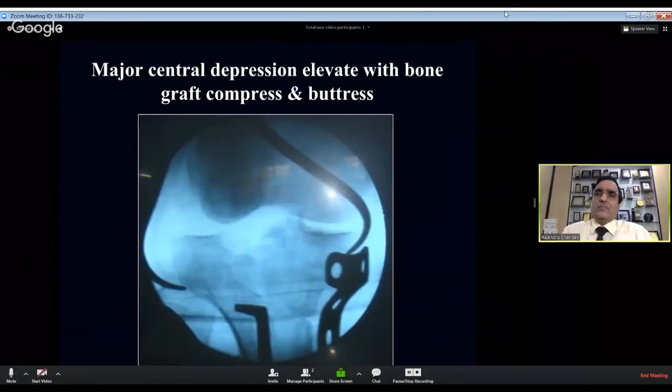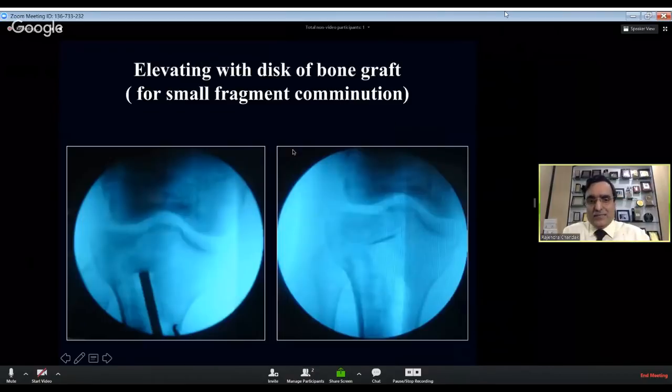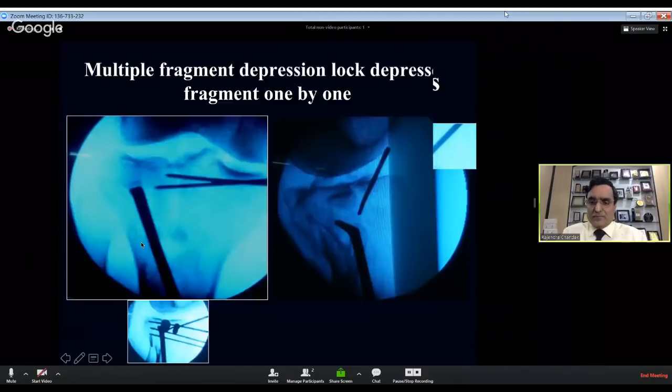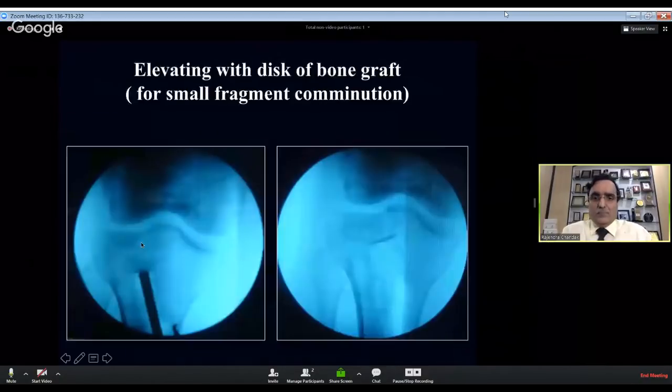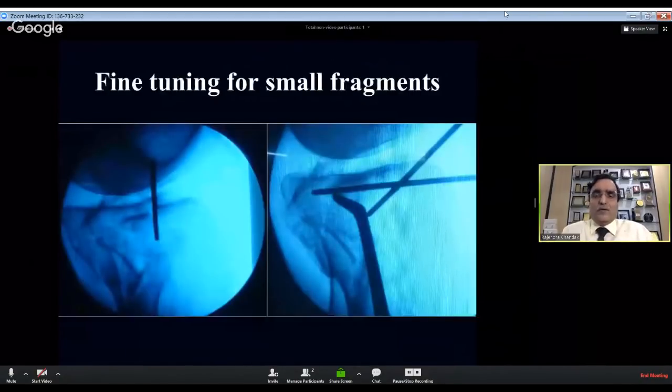For a major central depression, at times, if there are multiple small pointed fragments, then you can elevate with a bone graft below that. We'll see in the image. So this is what I am doing with the graft, and the graft takes up small punctured depressed fragments along with it. In the lateral film, we have to fine-tune elevation of all these fragments.